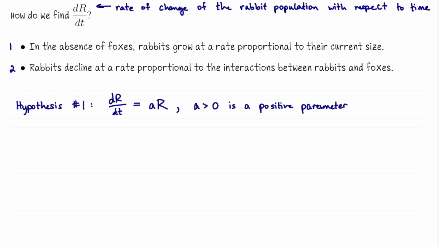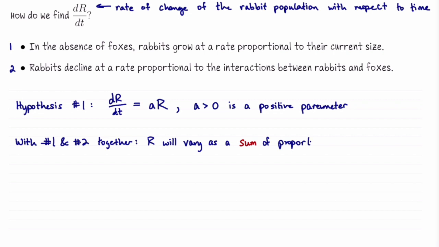Now let's introduce foxes to this environment. We have here two conditions on how the rate of change of the rabbit population with respect to time should vary proportional to two other measurements. The rabbit population is a quantity that's going to vary as a sum of proportions. This is sometimes called superposition. It's a superposition of terms. We add them together.